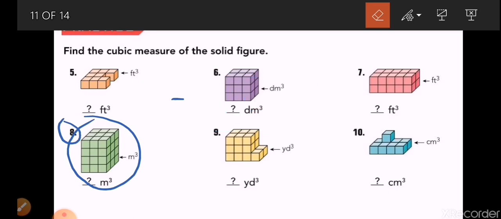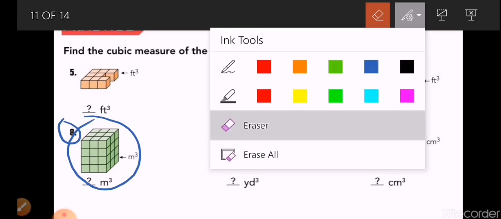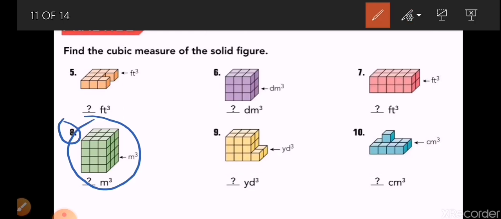We said volume equals length multiplied by width multiplied by the height. Okay, where is the length here? This one, which is 1, 2, 3. So the length is 3, multiply. Where is the width? Here it is. Can you see it? It's also 1, 2, 3. So multiply 3. Where is the height? The height from down, go up. 1, 2, 3, 4. So the height is 4.